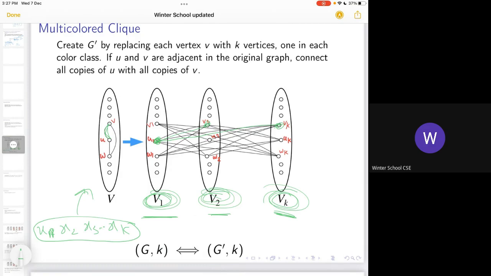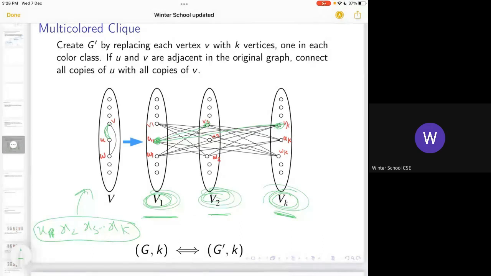In the backward direction, you can see that we are not able to pick two vertices from the same color because they don't have any adjacencies between them, right? So for the clique, we have to pick one vertex from each of the color classes, and then we can just go on and take their original vertices from the graph G. Also, by our construction, U1 is not adjacent to U2. So from two color classes, we are always picking two distinct vertices. If we have picked U1 from V1, then we are not picking U2 from V2 because they don't have any edge between them, right? So if I have a K multicolored clique, then I can always find a K size clique in my original graph G for my input for the clique problem, right?